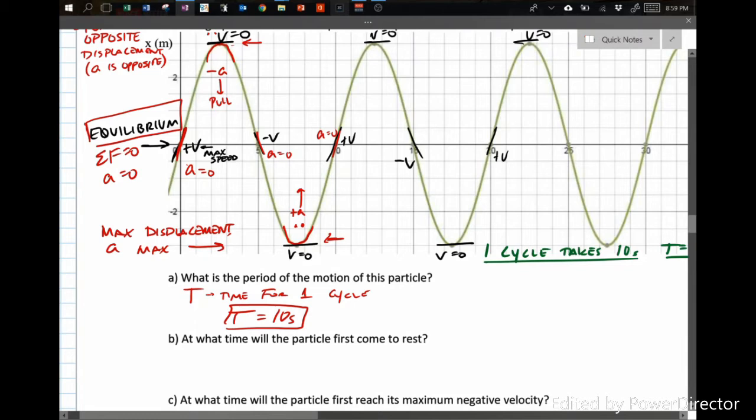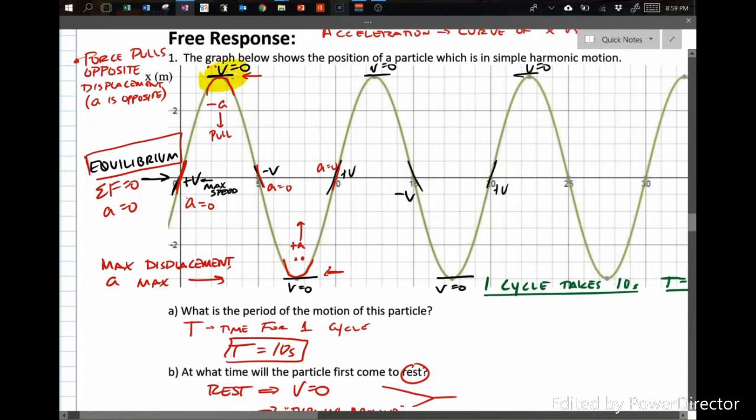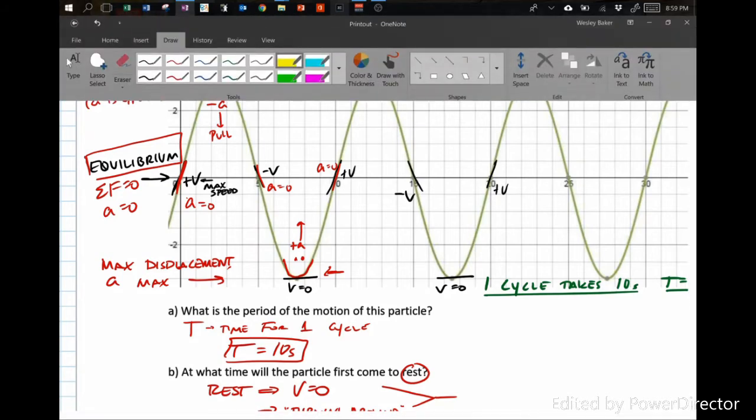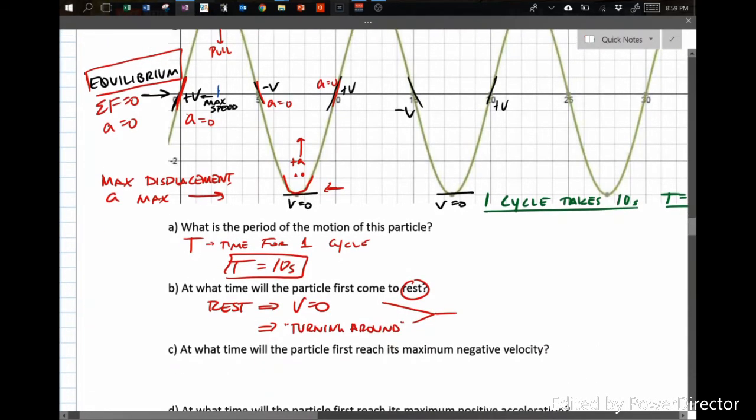At what time will the particle first come to rest? Rest, velocity is equal to 0, and rest also happens when we are turning around. Both of those things happen at the same time. The first place we see our velocity equal to 0 is right here at the top. So looking at our graph, right there at the top is halfway between 0 and 5. We first come to a rest at a time of 2.5 seconds.